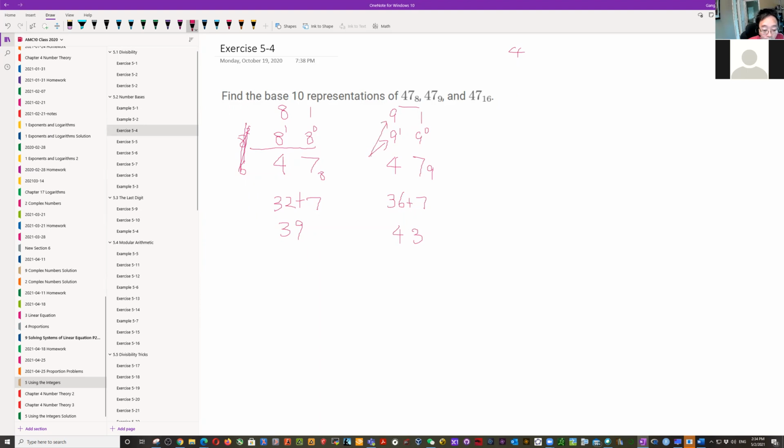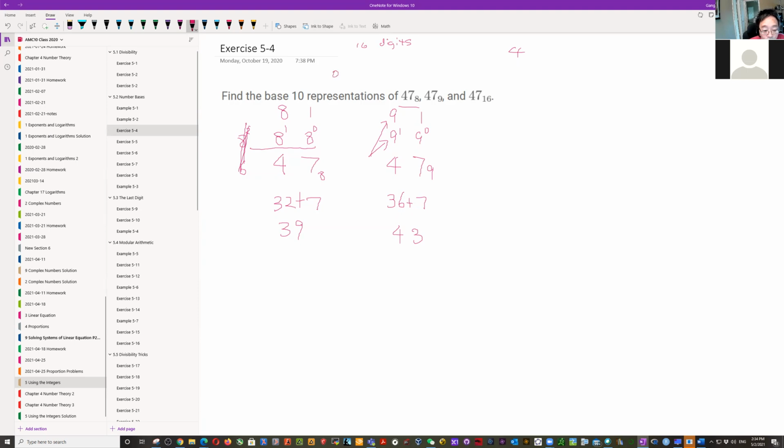Then you basically expand it. Then you do multiplication. And this is base 16. In base 16, you actually have 16 digits, and with 16 digits, it's going to use letters to represent numbers.